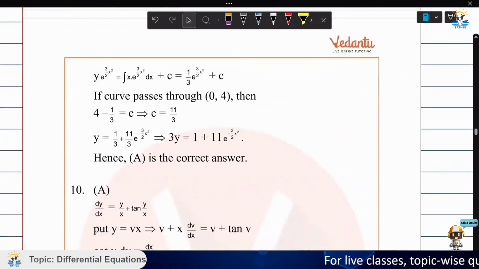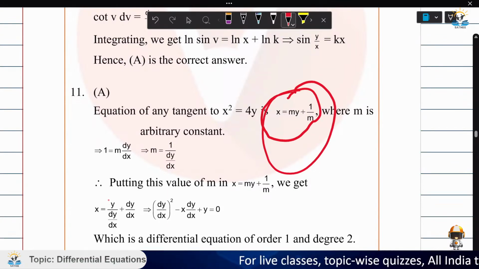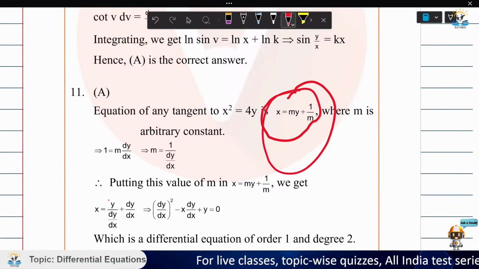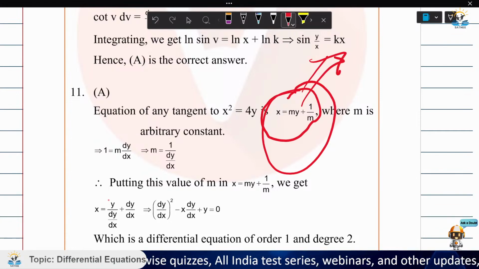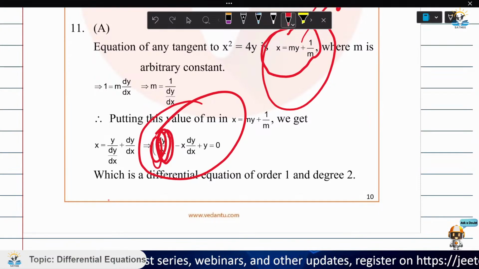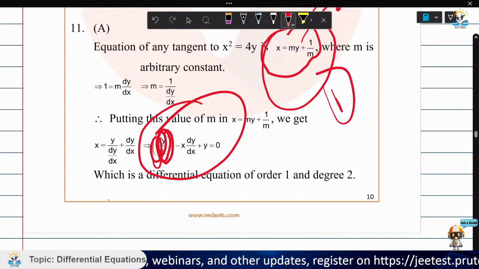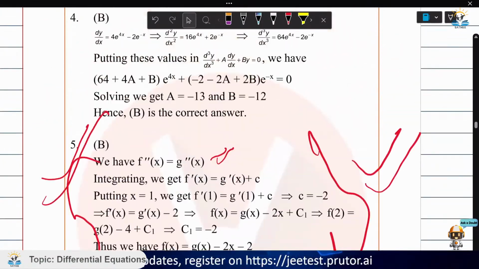Okay, so what we have here is the standard equation of a tangent to a parabola x square is equal to 4y. So this is the standard equation of the tangent, and then we try to remove the arbitrary constant here. And the equation we get here is this. Since the highest differential is of order 1, the order is 1, and the highest power of this differential is 2, so the degree becomes 2. Okay, now moving to the next question.